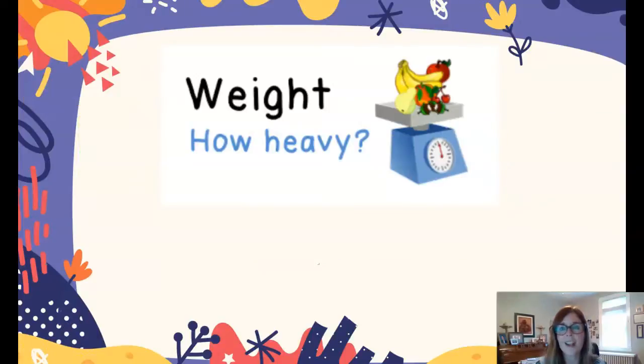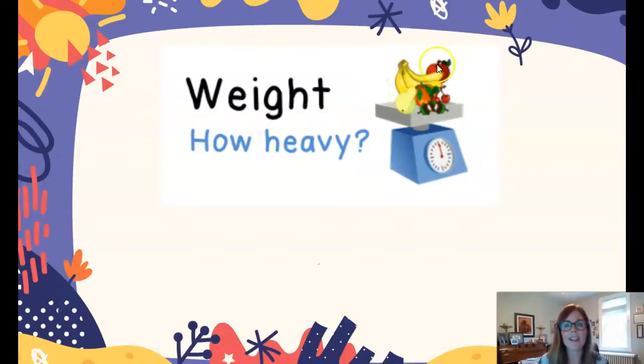Now let's talk about another math speak word when we measure. It's weight. Weight simply means how heavy something is, such as when you go to the doctor and get on the scales. The doctor is measuring your weight. The doctor wants to know how heavy you are. They want to know if you're growing properly as you should.